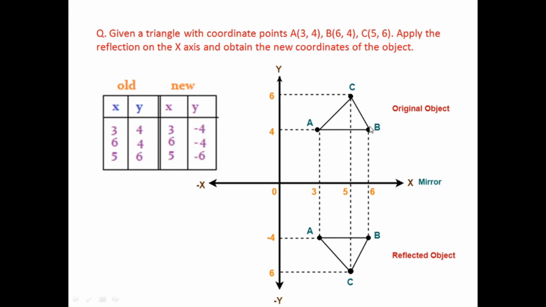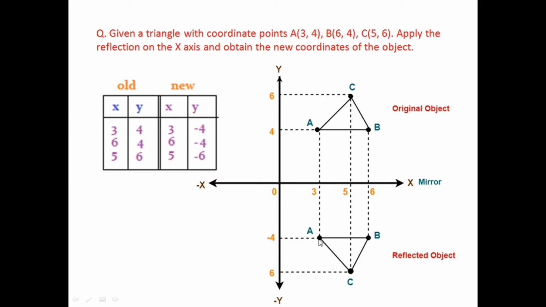This is an object present in 2D space which has its own 2D coordinates A, B, C. Now what has been asked in the question? Apply the reflection on the x-axis and obtain the new coordinates of the object. So reflection means only the y coordinate will be changed, the x coordinate remains the same. You can see it is basic mathematics geometry.